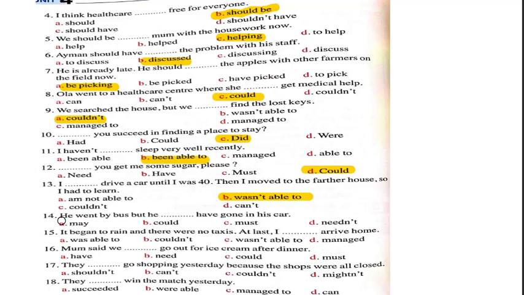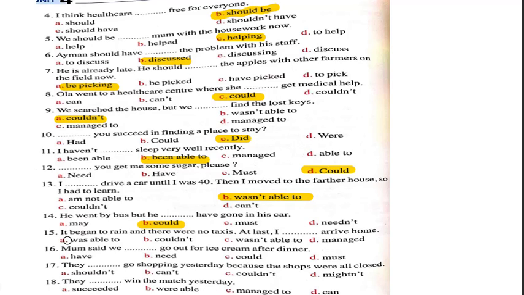14. He went by bus, but he could have gone in his car. He was able, or he should have gone in his car, but he didn't. He went by bus, but he could have gone in his car.